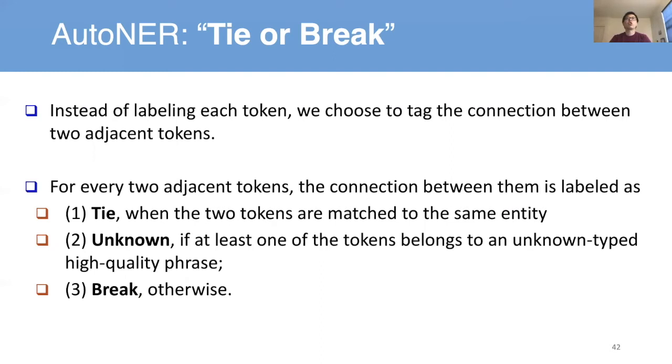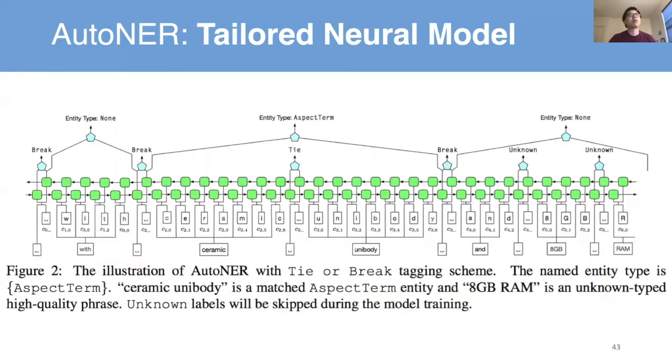Instead of labeling each token, we propose this novel tie or break labeling scheme to handle those unknown tokens. Basically, for every two adjacent tokens, the connection between them is labeled. If these two tokens are matched to the same entity, it's a tie. If any of them is unknown, it's just unknown. Otherwise, it's a break. Let me give you an example here.